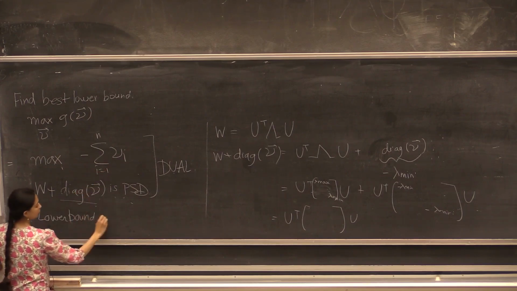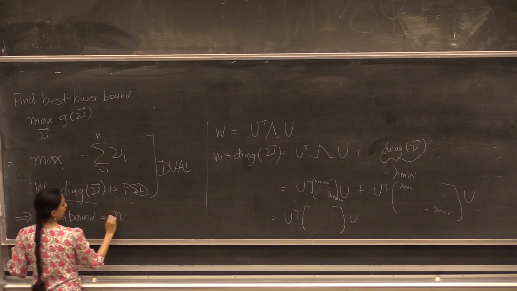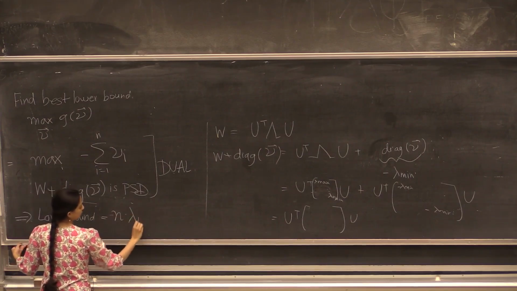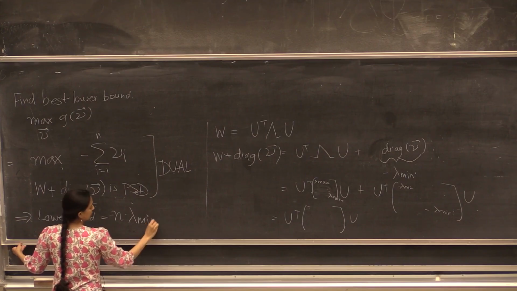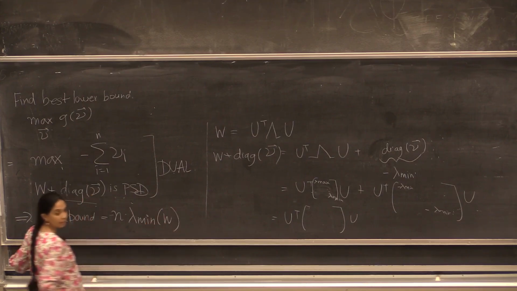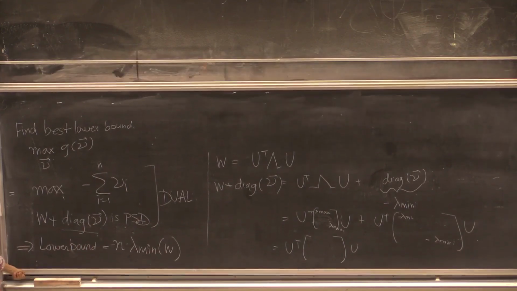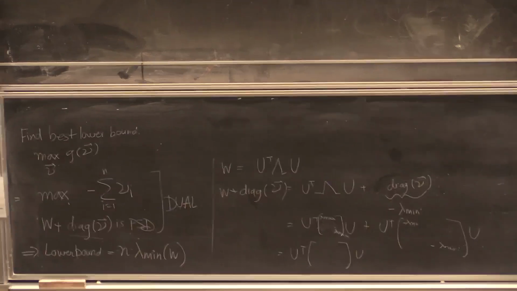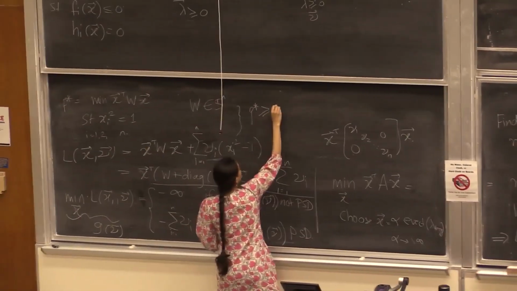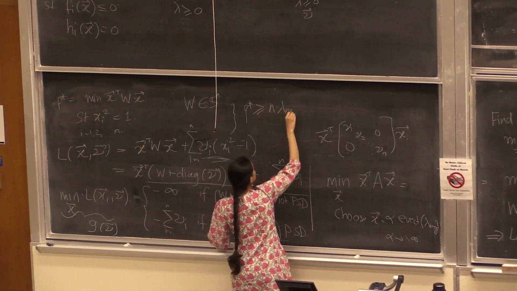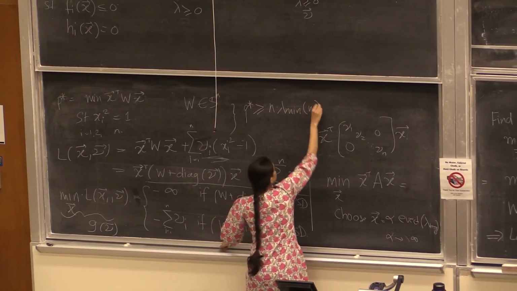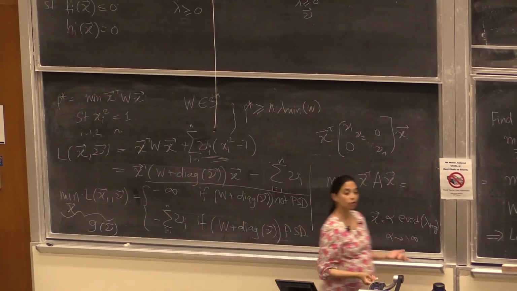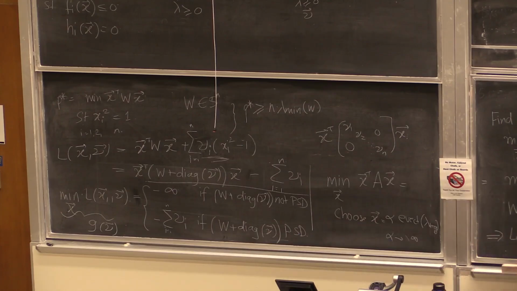I have n of these. So n times lambda min of W is the bound that I get, right? And so I get basically that my p star is always greater than or equal to n times lambda min of W. I don't know exactly what p star will be, but I know that at a minimum, this is the cost I'm going to pay.